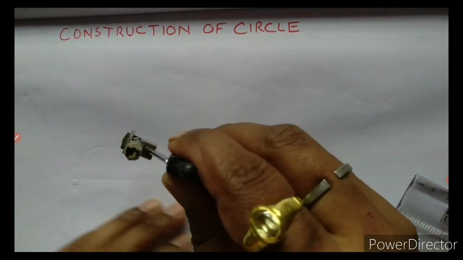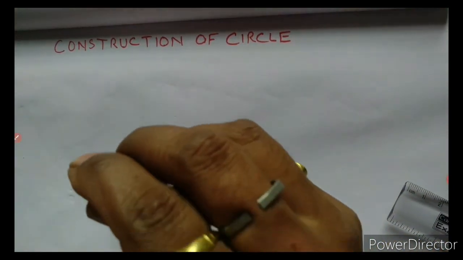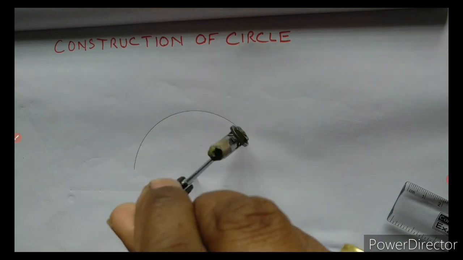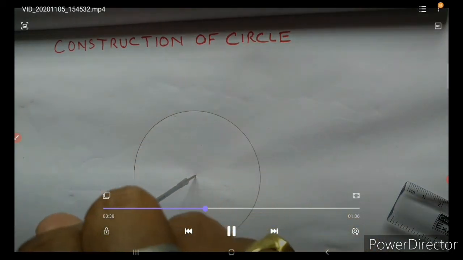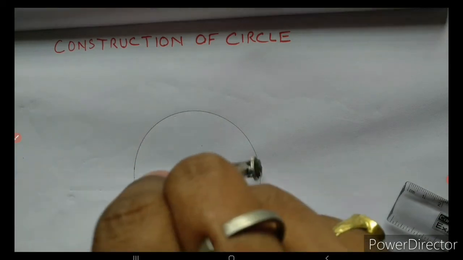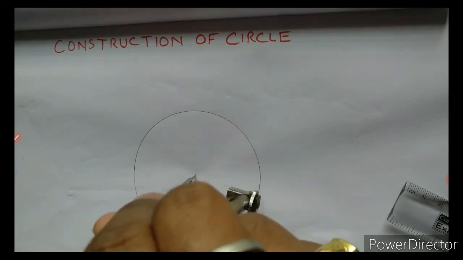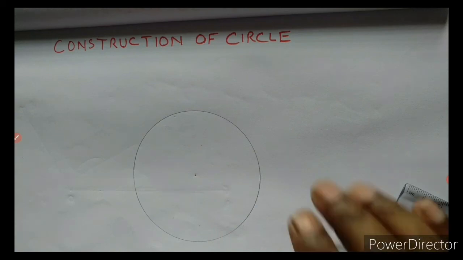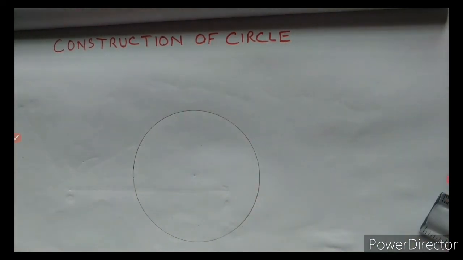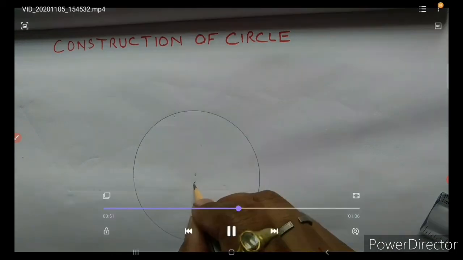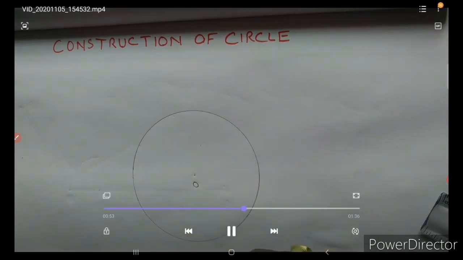After doing that, we are supposed to draw a circle taking one point anywhere on your exercise book or on the paper. Prefer it at the center of the page, because that will help you to draw a complete circle. It will not go out of the page. So my circle is ready. According to the question, I'm supposed to name the center as O. So here the center's name is O.